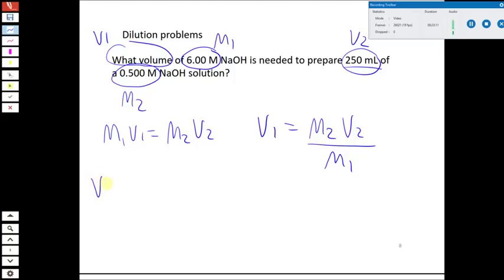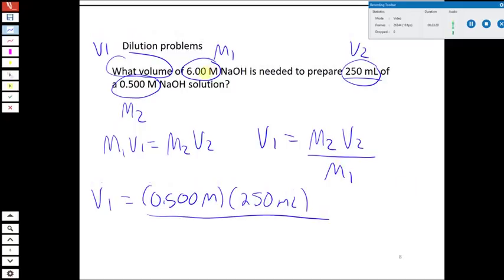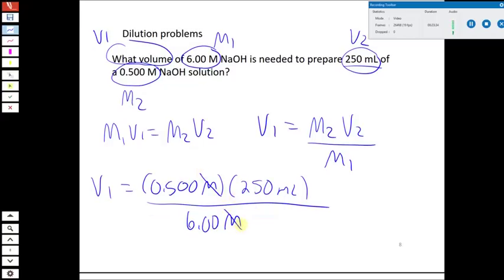So if we solve for V1, we put M2 V2 in the numerator, so the final molarity is 0.5. That's what we're looking for after dilution. The final volume is 250 milliliters. Again, it does not necessarily have to be in liters for this type of problem. And we divide by M1, which is the initial molarity of 6.00. So when we divide these, molarity cancels out, and then we're left with a volume in milliliters, which when we calculate the number is 20.8.